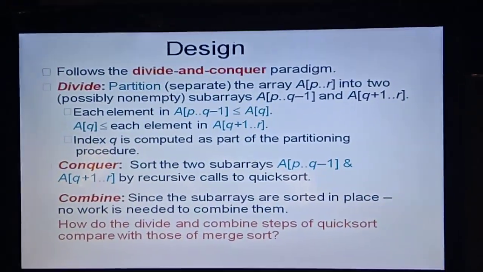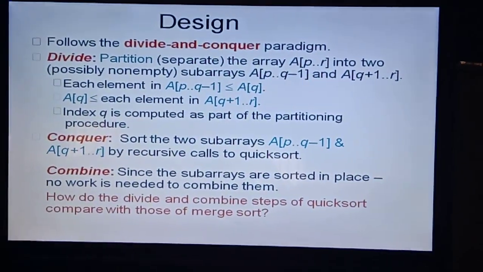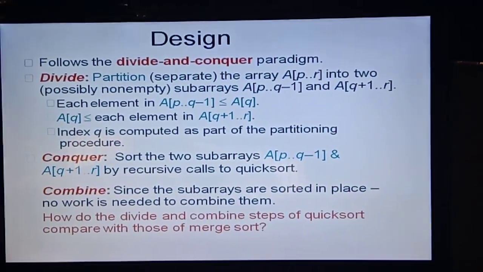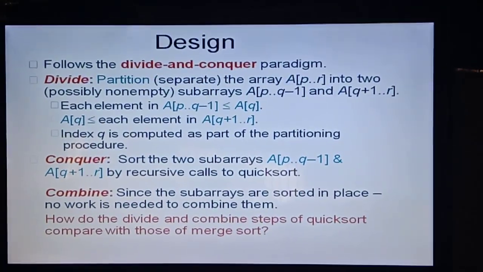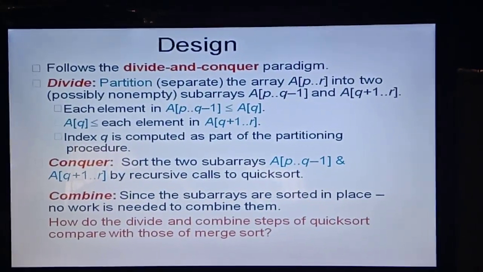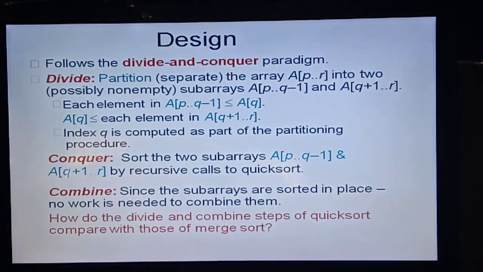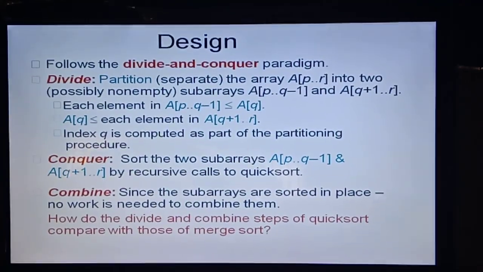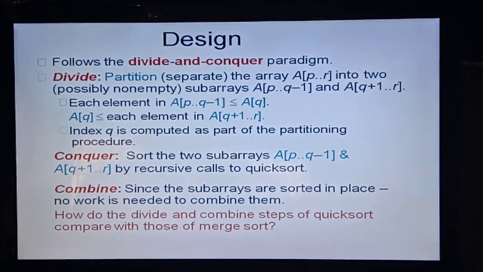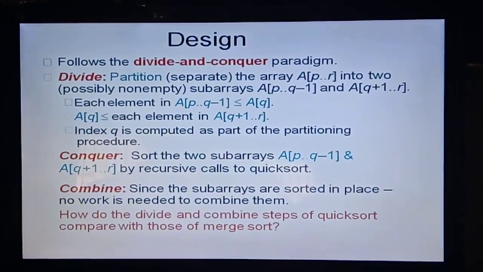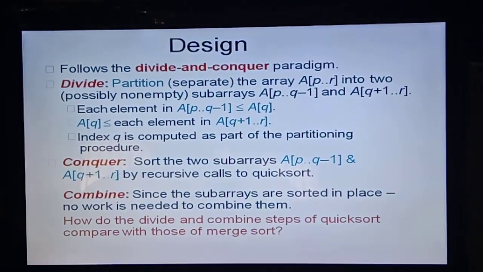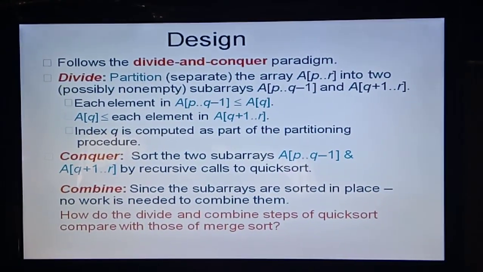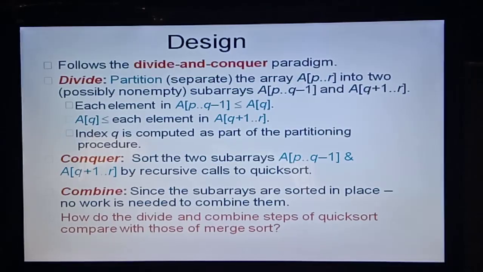That is, we are dividing the list into two sublists in such a way that all the elements in the left partition are less than the pivot and all elements in the right partition are greater than the pivot element. In that manner, we can select the pivot element. Index q is computed as part of the partitioning procedure. So here we can select q. That may be a randomly selected pivot element or a mid value, or you can use different approaches.